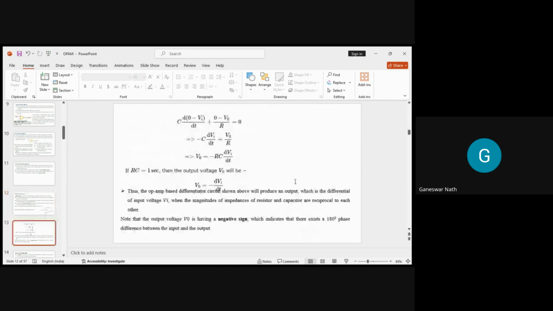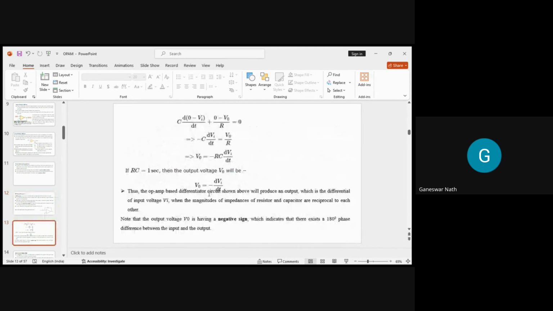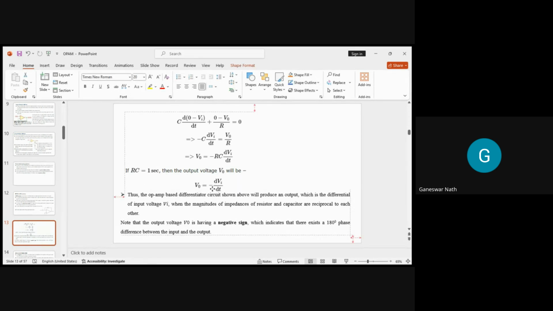Now, from the circuit you can find that there is a capacitor storing energy. So naturally you can find C d of minus Vi by dt plus 0 minus V0 by R, which is equal to 0. If you solve, then you must find the output voltage is equal to minus RC dVi by dt.